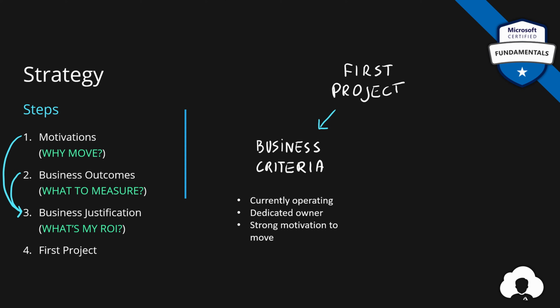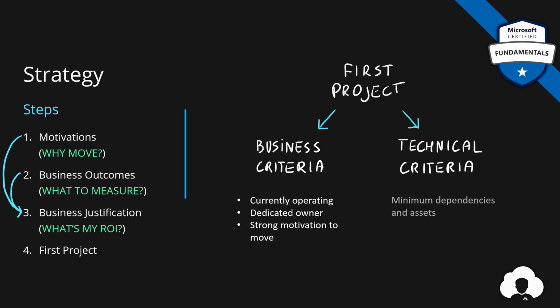But it is very important that this owner and this application have a strong motivation to move to the cloud because they see its benefits. This is important because the engagement of the owner will be very important across every single step of the process. And additionally, there are technical criteria. You want to find a project that has a minimum amount of dependencies and assets. This is because if you choose a project that is too big, it will take you too long to validate your strategy. In summary, our first stage, strategy, is about defining business justification and the outcomes.